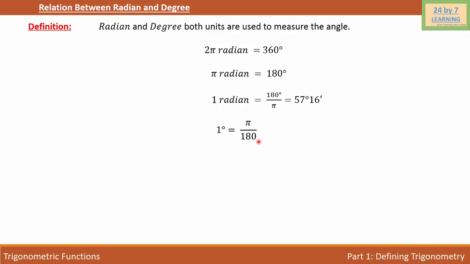Now let's convert some standard values from degree to radian. So the first value we will take 30 degree. So 30 degree is equal to 30 times pi over 180, which is basically equal to pi over 6 radian. So 30 degree is pi over 6 radian. 45 degree is equal to 45 times pi over 180, which is equal to pi over 4. So the value of 45 degree is equal to pi over 4 in terms of radian.